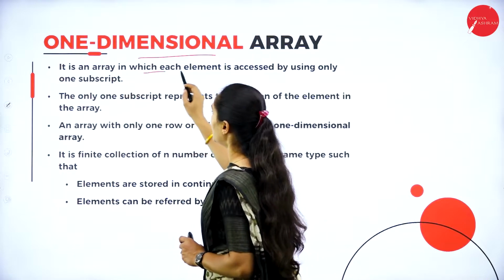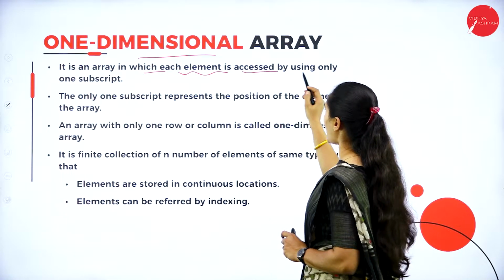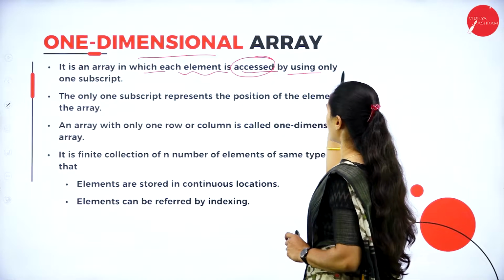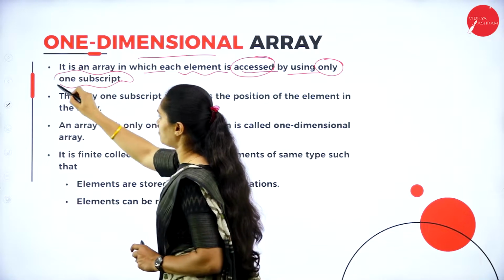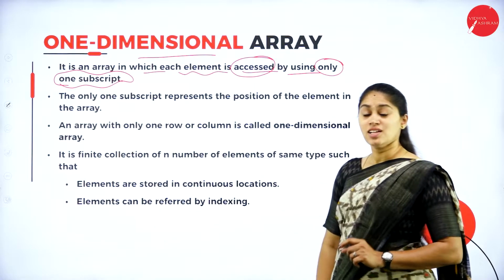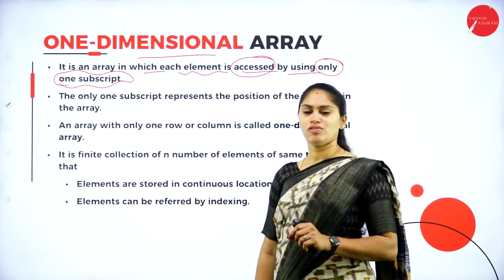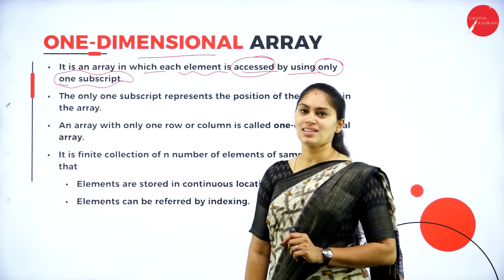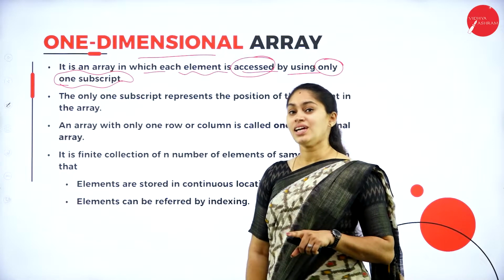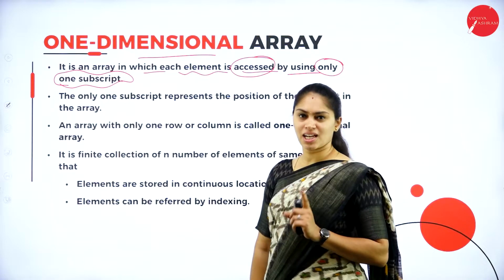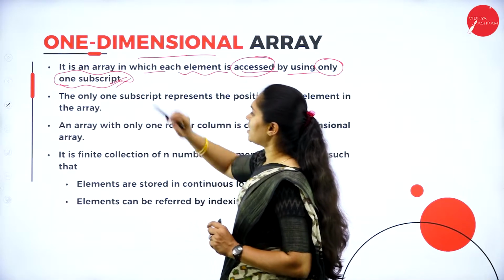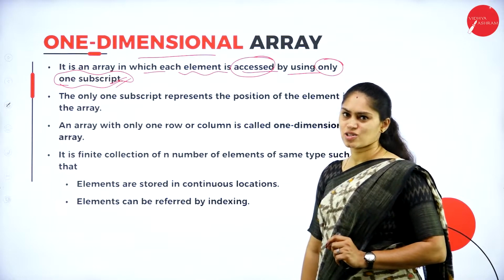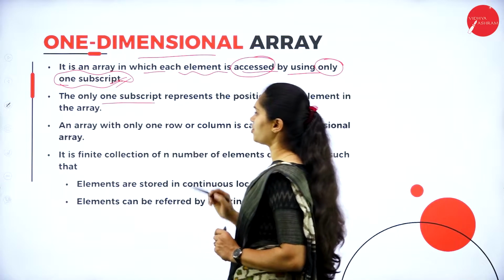It is an array in which each element is accessed, how are we accessing? By using only one subscript. Very, very important definition, right? So if I am accessing the elements of an array with the help of only one subscript or an index, then we can call that a one-dimensional array. There only one subscript will be there.